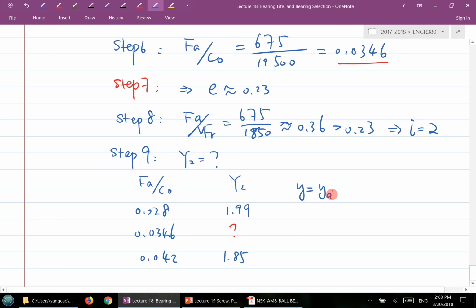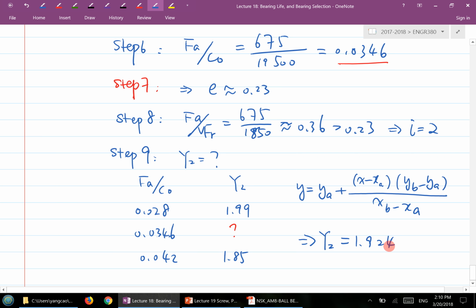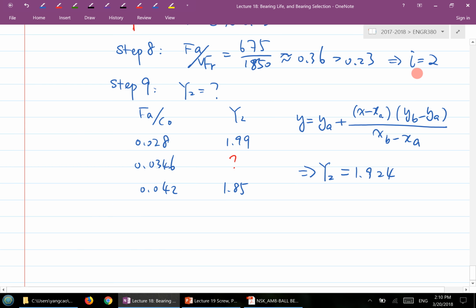The interpolation formula is y equals ya plus x minus xa, times yb minus ya over xb minus xa. Substitute: this side is x, this side is y, so substitute this x in here. Xa is this guy here, xb would be this, so that's how you interpolate. The result of the interpolation is 1.924. So we got the Y2 now.